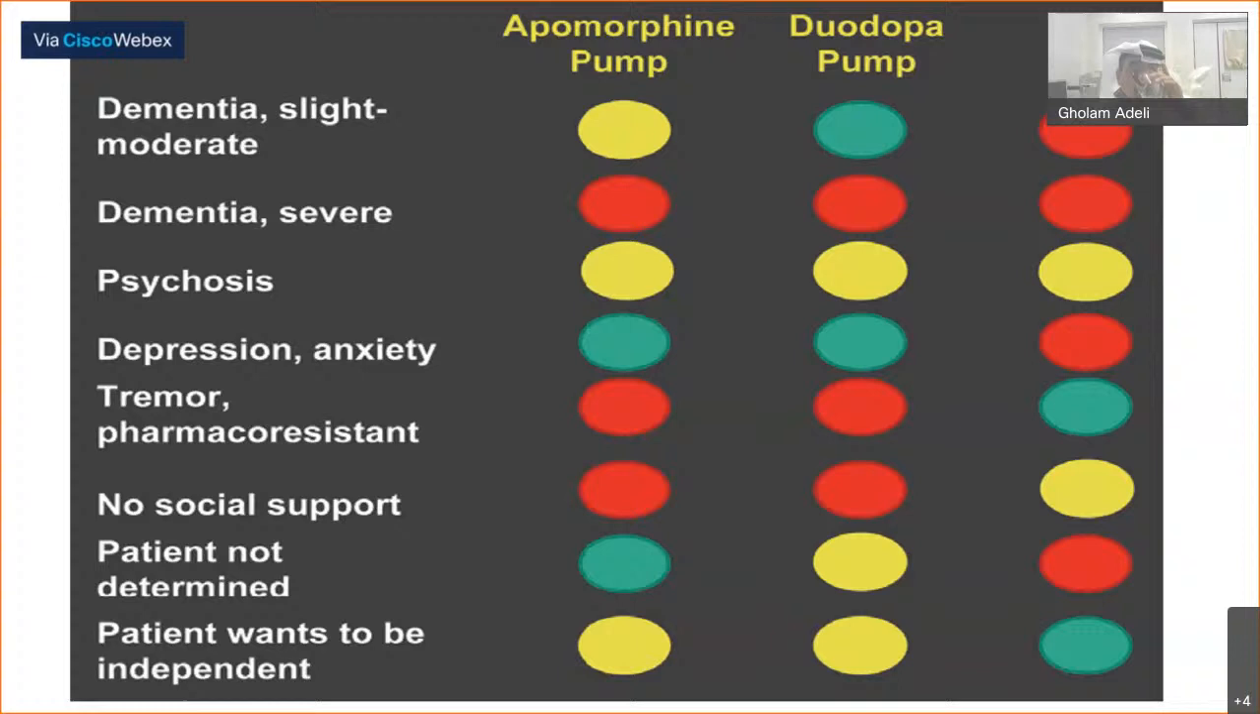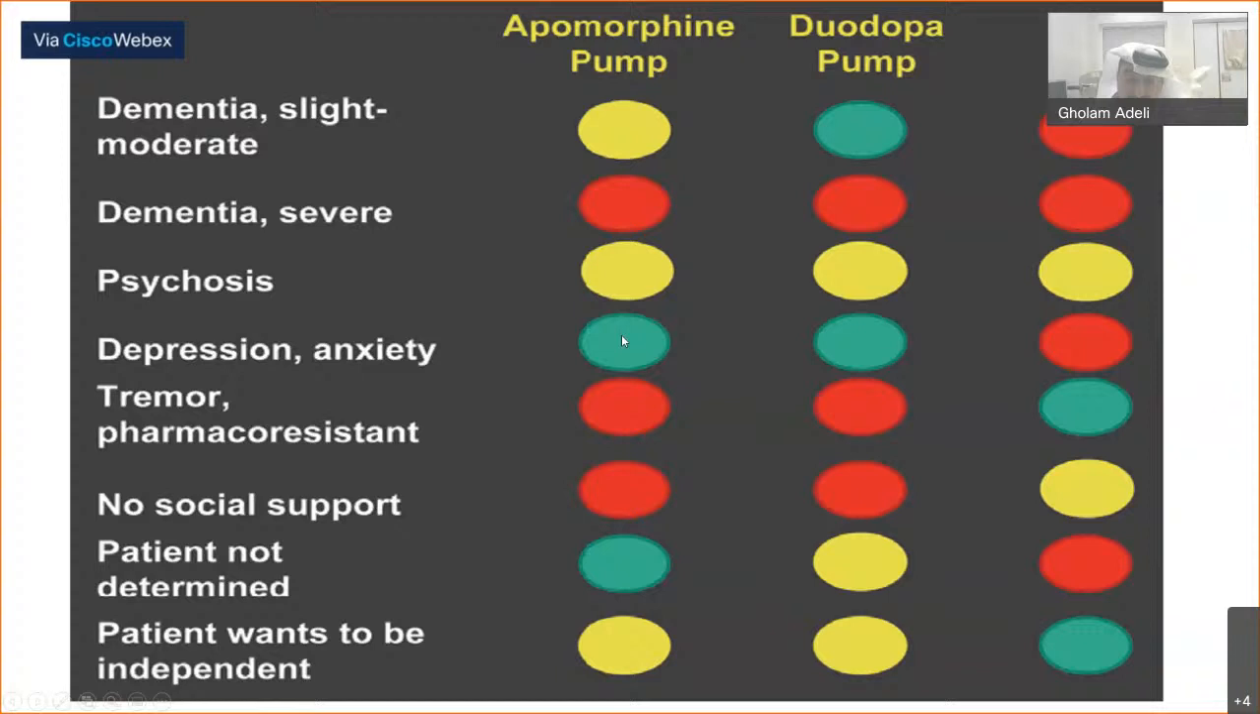So you inject the dopamine into your intestine. These are the people who have anxiety or depression, or slight dementia. These are the options, the yellow ones. And then you have a red one. If you have a tremor, you see it's red. The red one is not the same as the apomorphine pump.